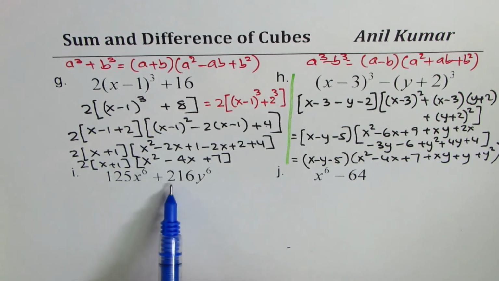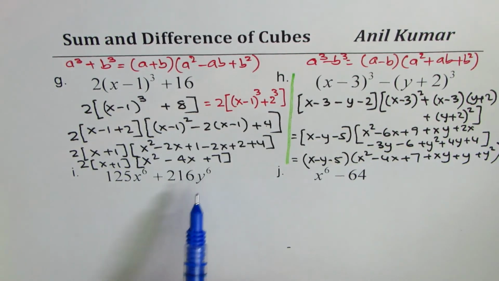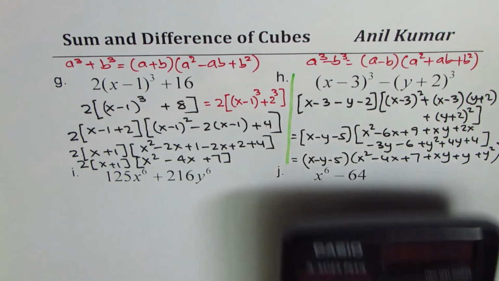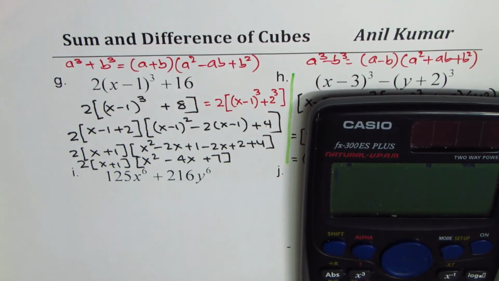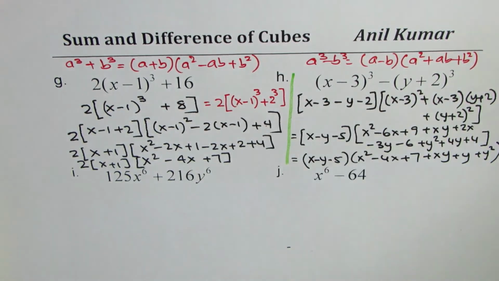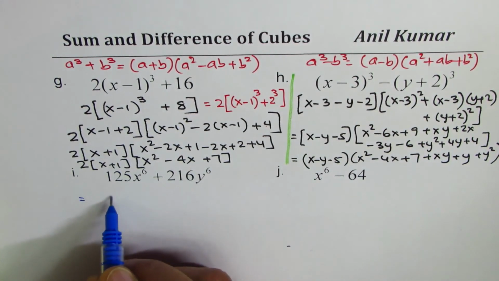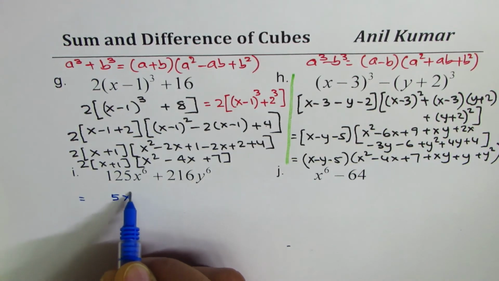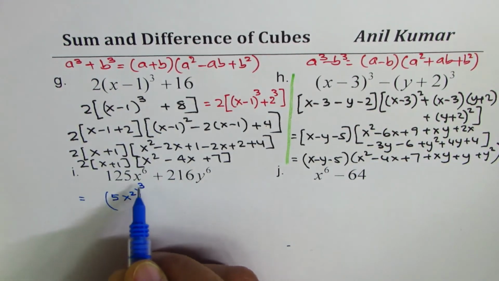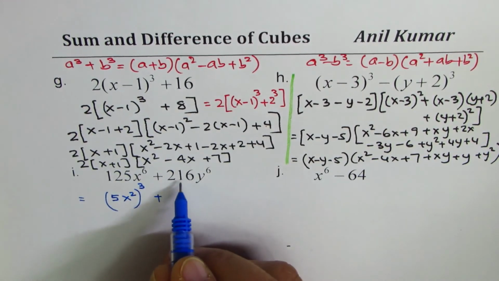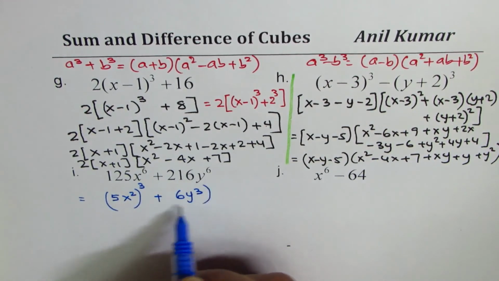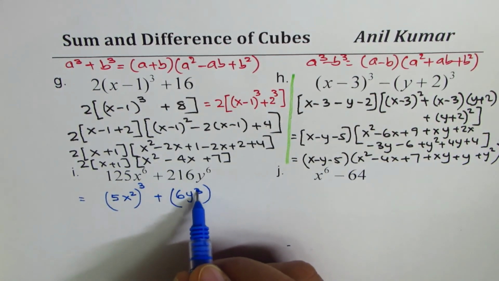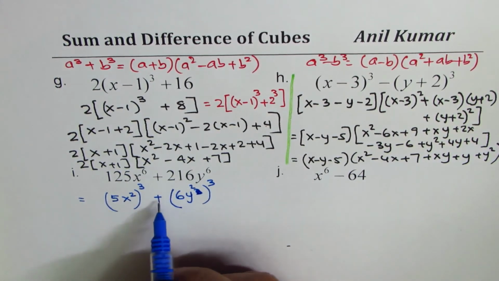125x to the power of 6 minus 216y cubed. Now let's find out what is the cube root of 216, right? So the cube root of 216 is 6. So that is important. So we can rewrite this as (5x squared) whole cube. Do you see that? Because of power 6. And this we got as (6y) whole cube, I mean (y squared) times 6, to the power of 3, right? So that is how we can write this as a cube plus b cube.